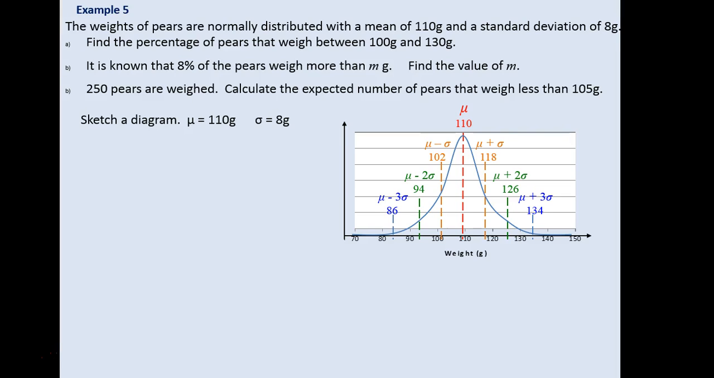Now we can go ahead and answer a few questions. So first part, find the percent of pairs that weigh between 100 and 130. Again, recognize the question. This is a percent question, so right off the bat we know it's normal distribution. If you compare that to this one where they give you the percent and they are asking you for a specific value, that's the inverse normal question. So that's the difference between those two.